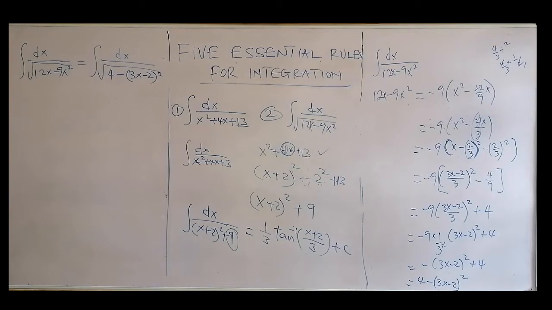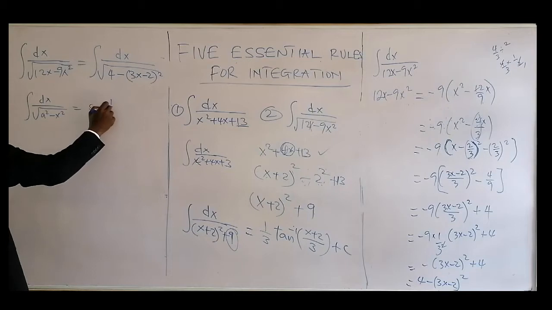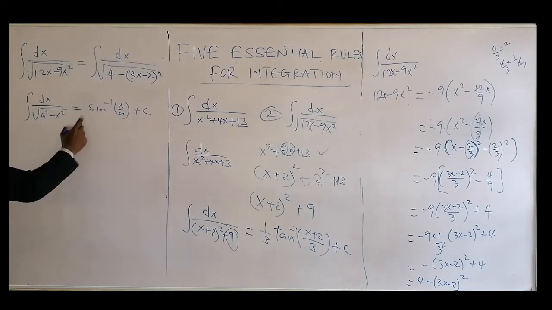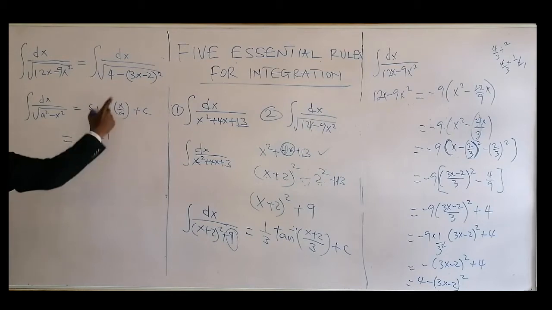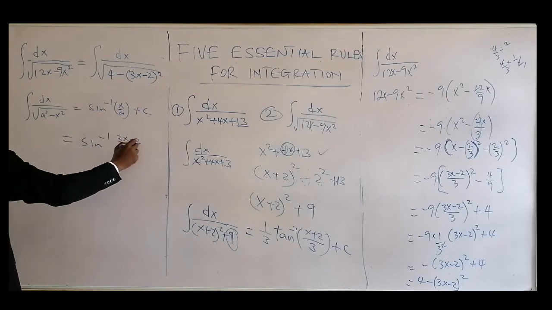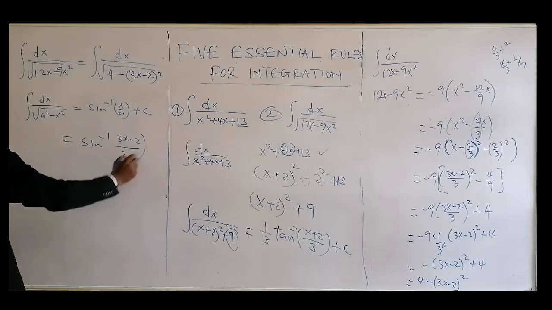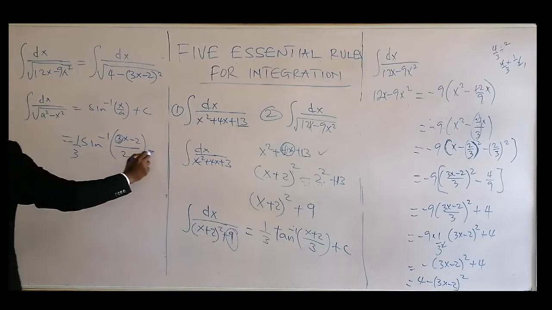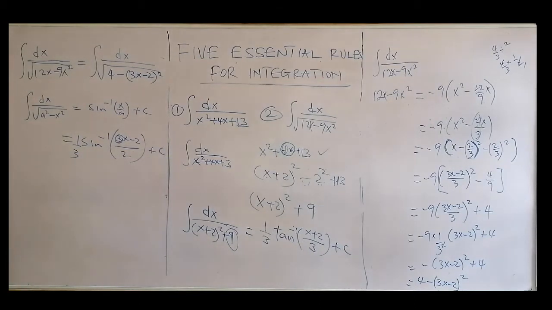Don't forget your identity. Our identity says that the integral of dx over the square root of a squared minus x squared is equal to arcsine of x over a, plus c. So in this case, that will be equal to arcsine of (3x minus 2) over 2. Then you divide by the coefficient of that variable, 1 over 3, plus c. And that's that on that question.